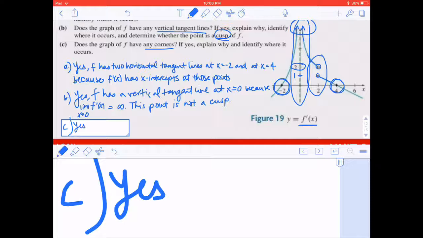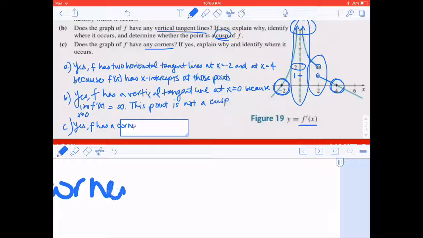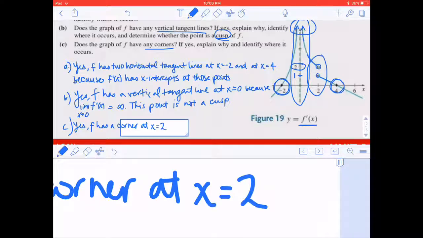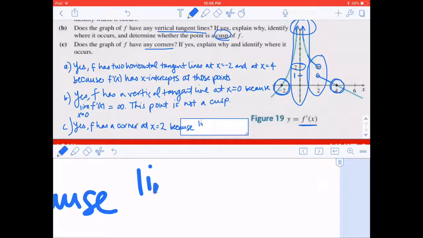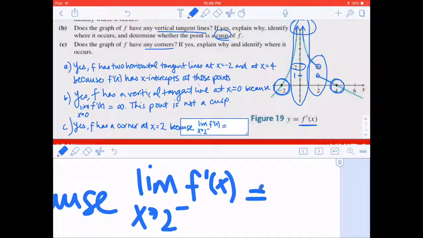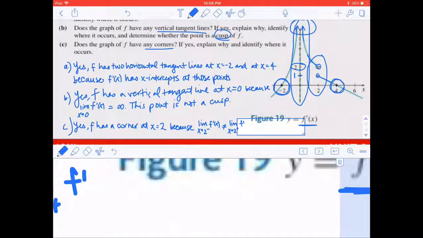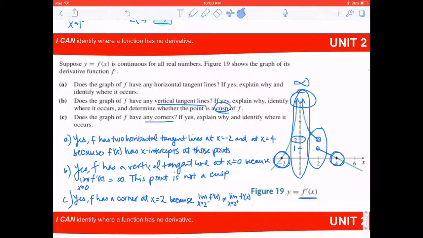So yes, f has a corner at x equal to 2 because the limit as x goes to 2 from the left of our function is not equal to the limit as x goes to 2 from the right of that function. And that completes our analysis of the derivative function to determine what is happening with our original function.